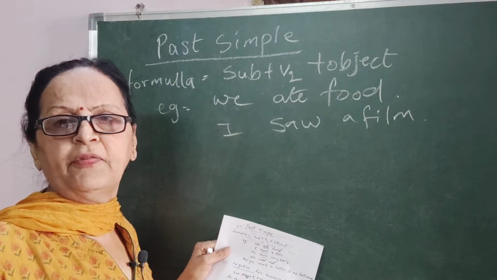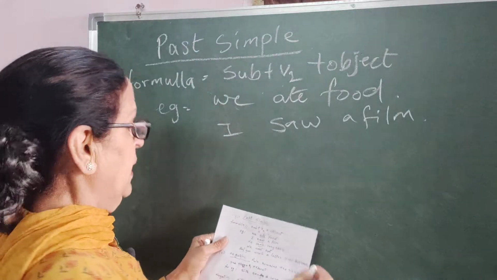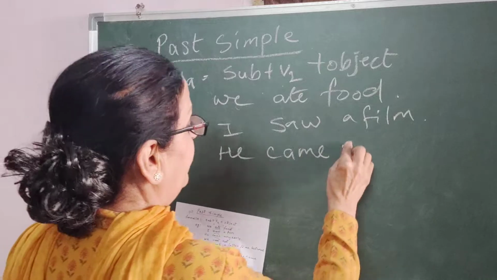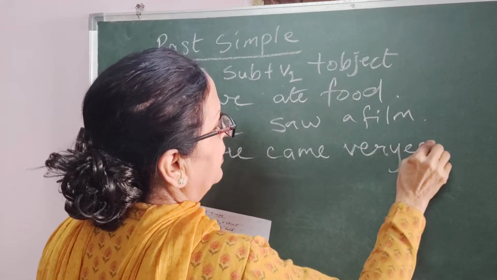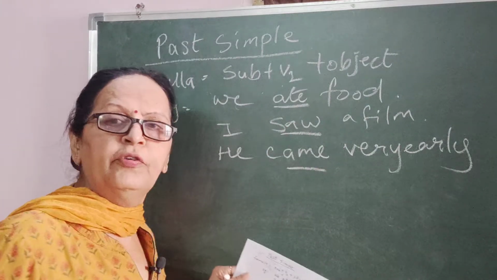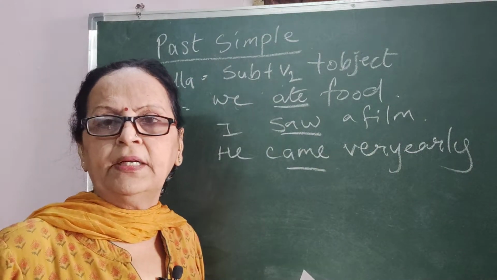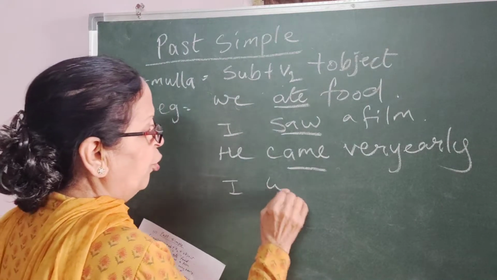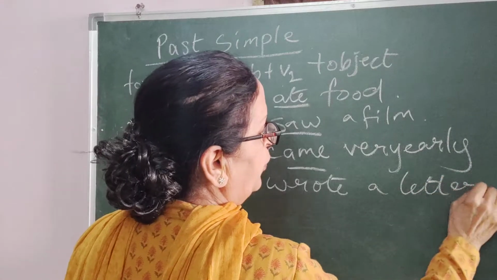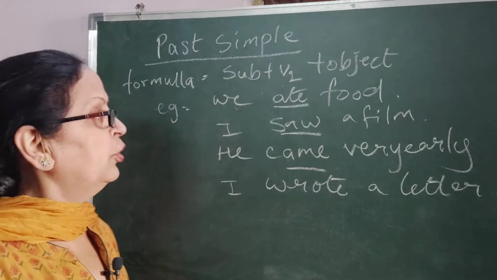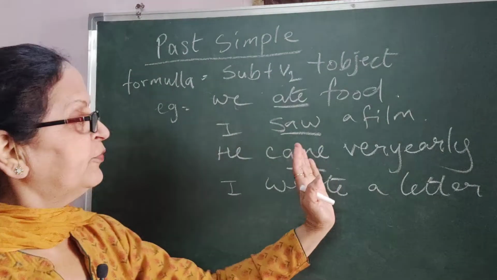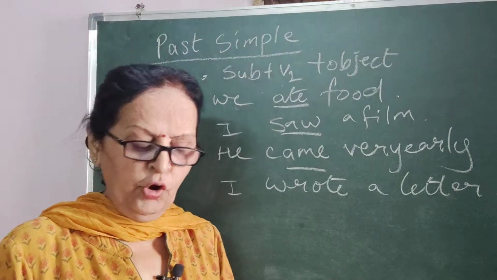I am going to proceed fast because present tense was done in detail. He came very early. Now you have to remember the form of verbs. If I write a letter, it is present. I wrote a letter. Isn't it easy? So try to practice more and more sentences on your own using second form of verb, and after the verb whatever is left is your object.